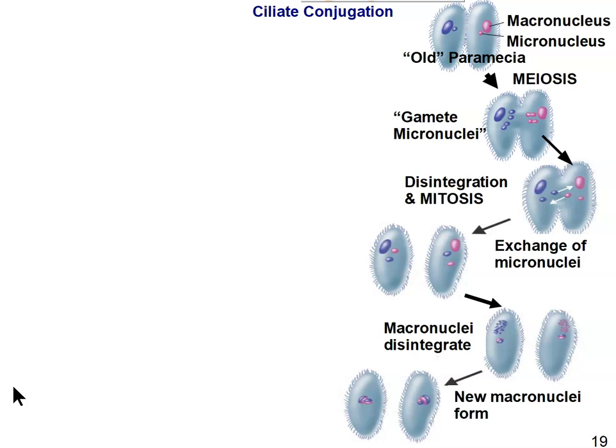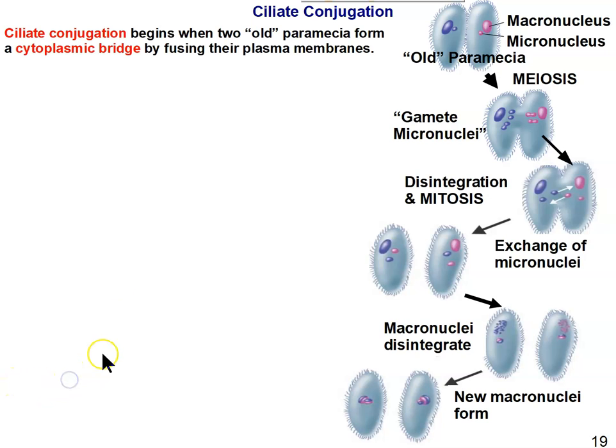So here we're looking at the details of conjugation. And so it begins when two old, quote-unquote, old paramecia that are sickly and damaged from binary fissions form a cytoplasmic bridge. They fuse their plasma membranes and form a cytoplasmic bridge.